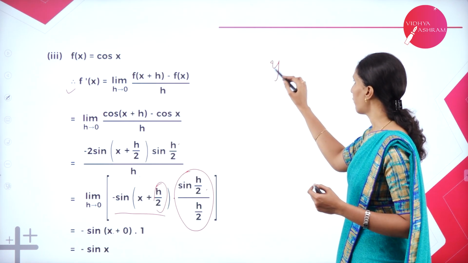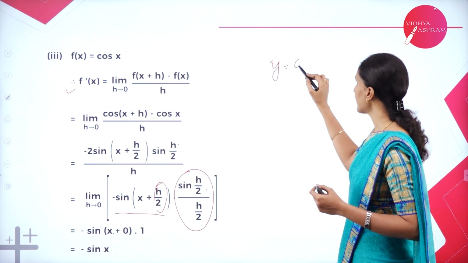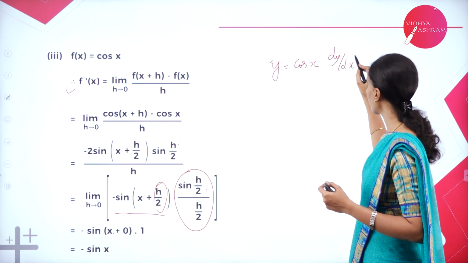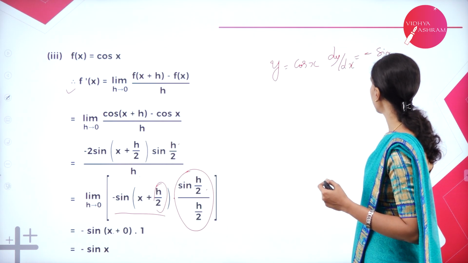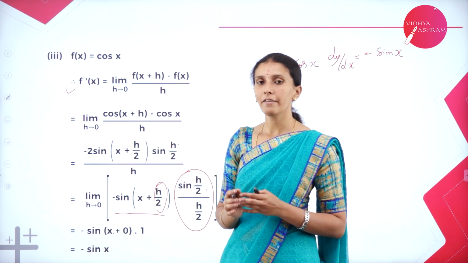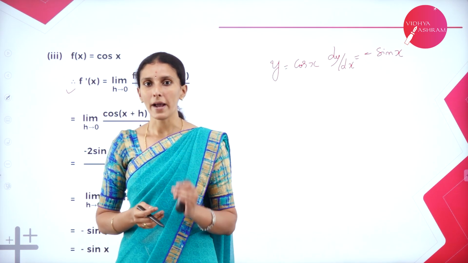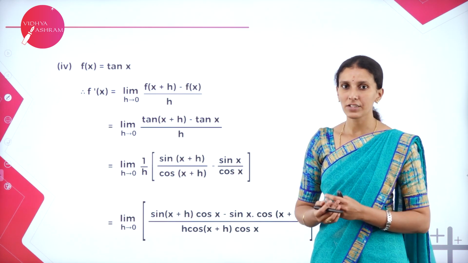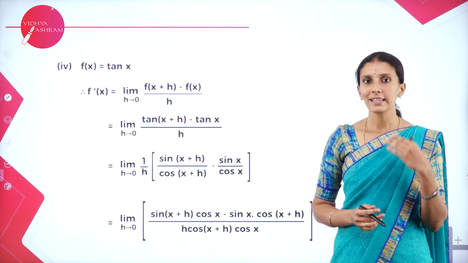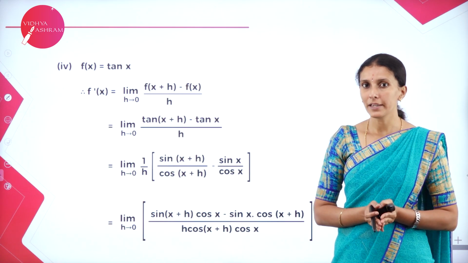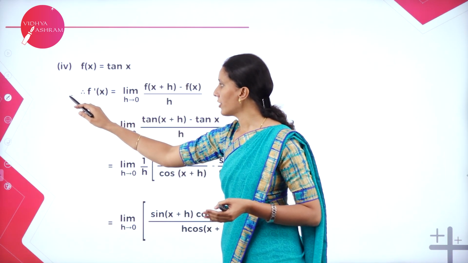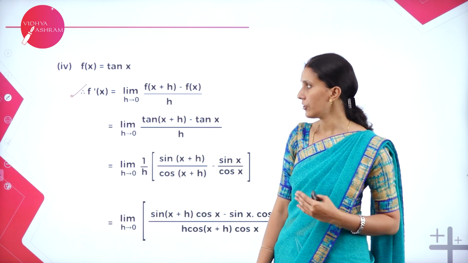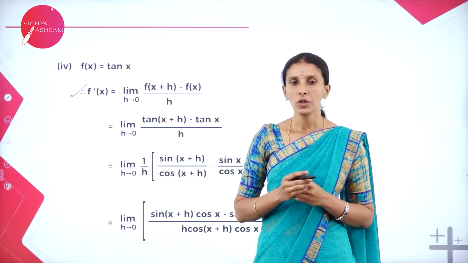So, therefore, if y is equal to cos x, then dy by dx or f dash of x is equal to minus sin x. That is, the derivative of cos function is minus sin function. Next, I have taken tan x function. Again, apply the same method. First principal derivative definition. f dash of x is equal to limit f of x plus h minus f of x by h as h tends to 0.